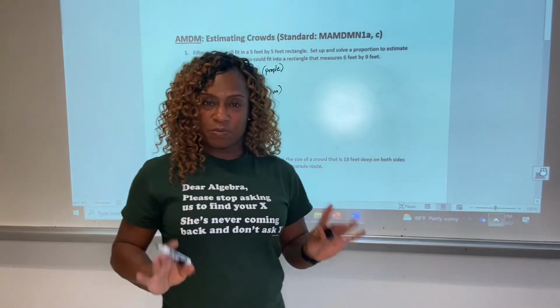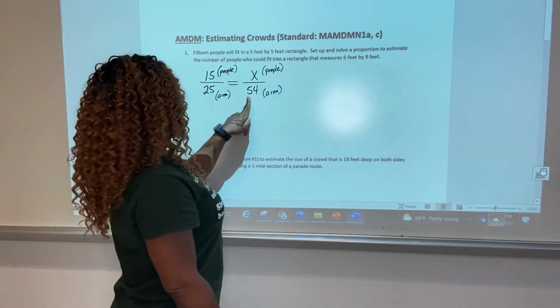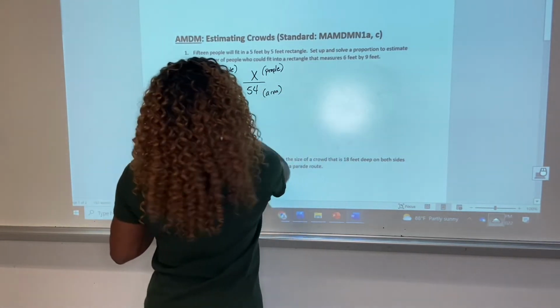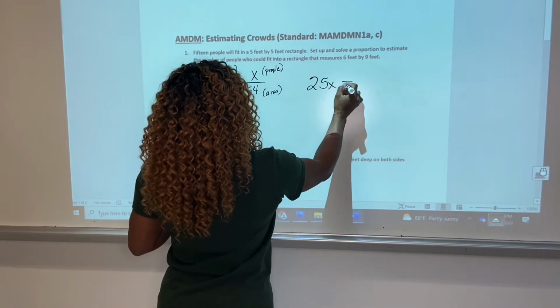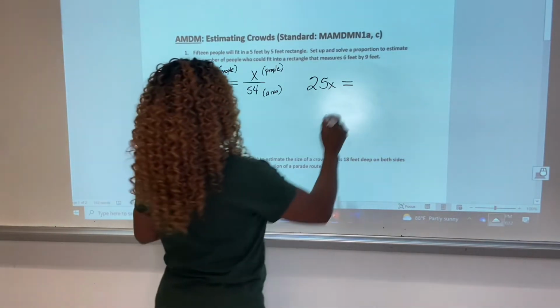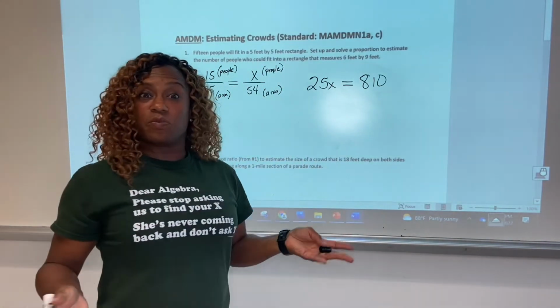How do we solve a proportion? We cross multiply. We're gonna multiply 15 times 54 and 25 times X. So let's do that. 25 times X is 25X. This equals 15 times 54, which is 810. Now we've got a one-step equation that we need to solve and we will be done.